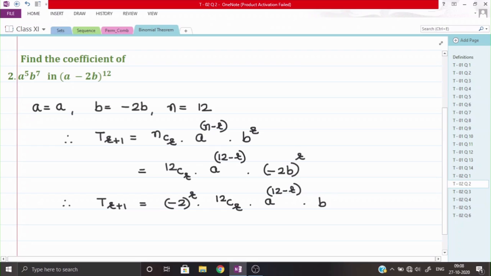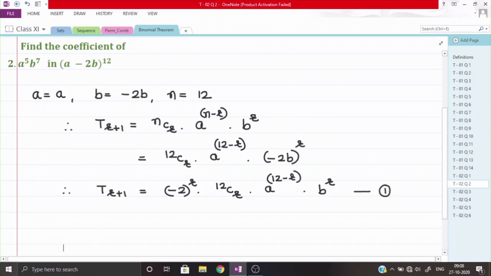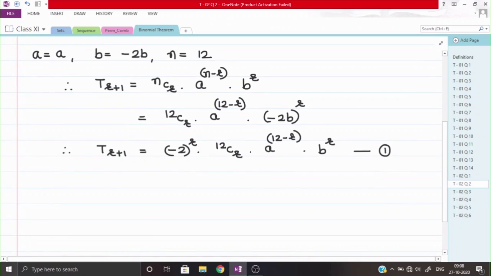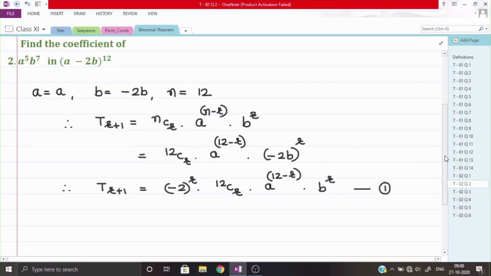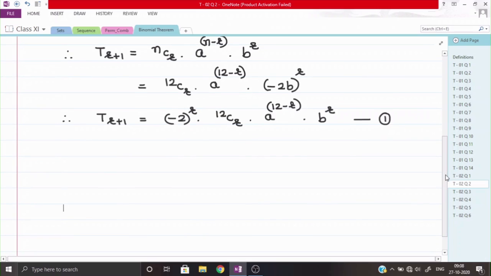Now see, you cannot simplify more than this. So this will be our equation number 1. Now we have to compare. As you can see in the previous question, we required the coefficient of x to the power 5, so we compared the term of x coming in equation number 1 with x to the power 5. Now here I require the coefficient of a to the power 5 into b to the power 7. Here two terms are given, so don't be confused. Take either a with a only or b with b only. Don't take both of them together, it will confuse you. I think b is looking more simple, so we shall take b.